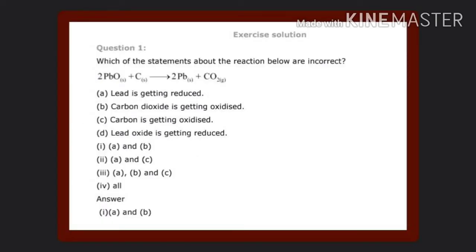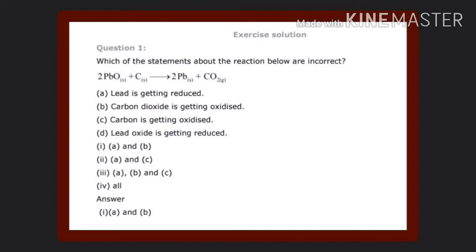Okay, so here we'll start with your NCERT exercise questions. You have to write them down neatly and cleanly in your copy. So the first question is: which of the statements about the reaction below are incorrect? Now, without reading the options, understand the question. What is given? PbO plus C gives Pb plus CO2. PbO, that is lead oxide, is losing an oxygen and becoming Pb. So lead oxide is getting reduced. Lead oxide is getting reduced is option D. So that option becomes correct.